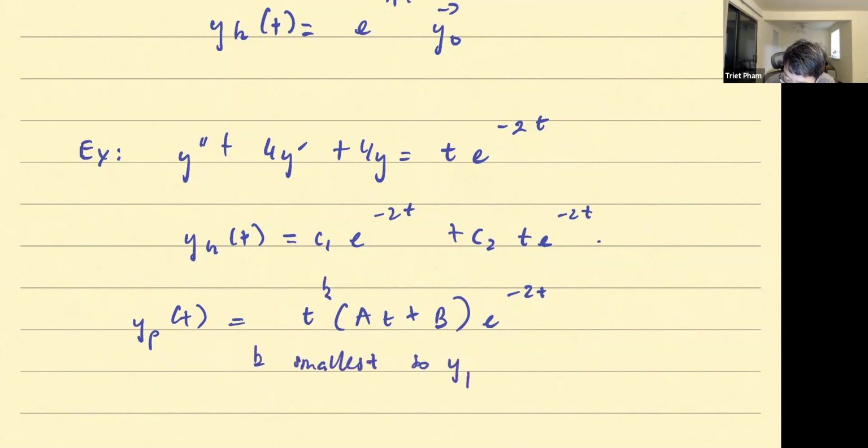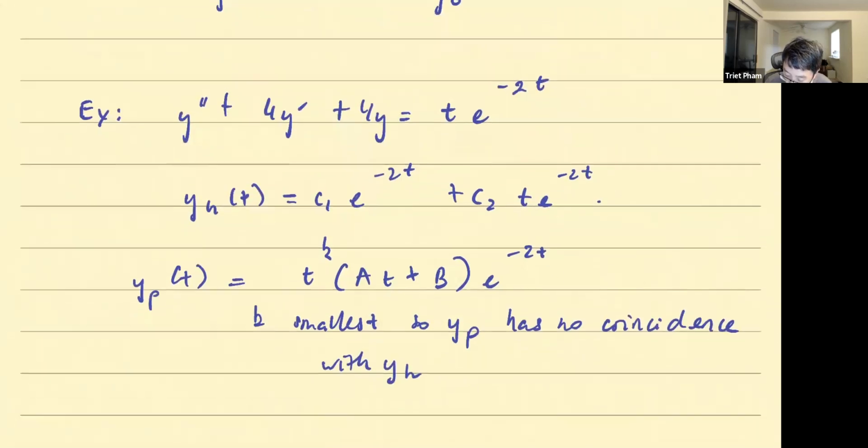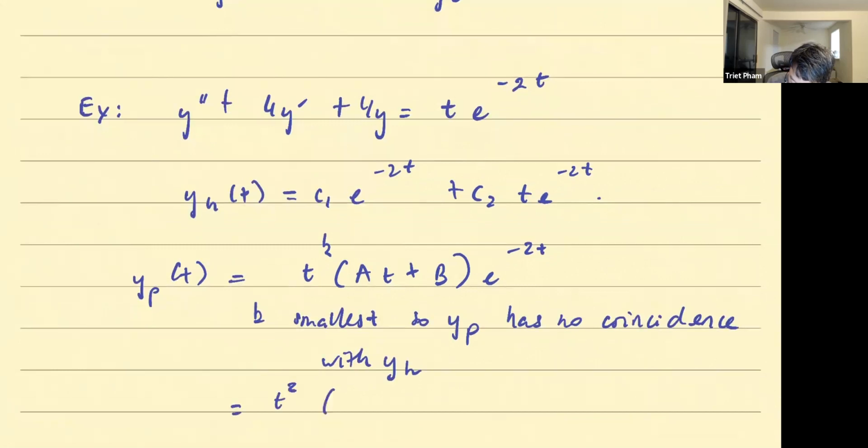So YP has no coincidence with YH. And so here k equals 2. And so you get t squared (At plus B) e to minus 2t as your right guess. Any other guess won't work. You won't be able to match it up. Any question?